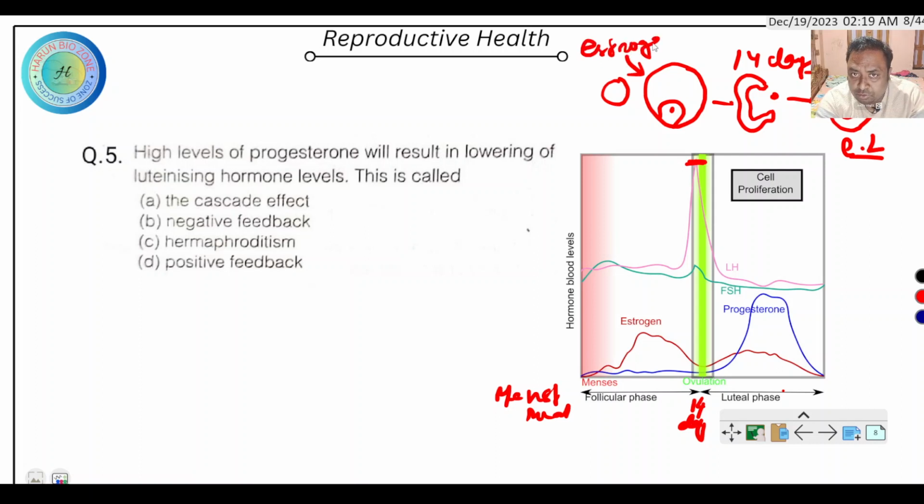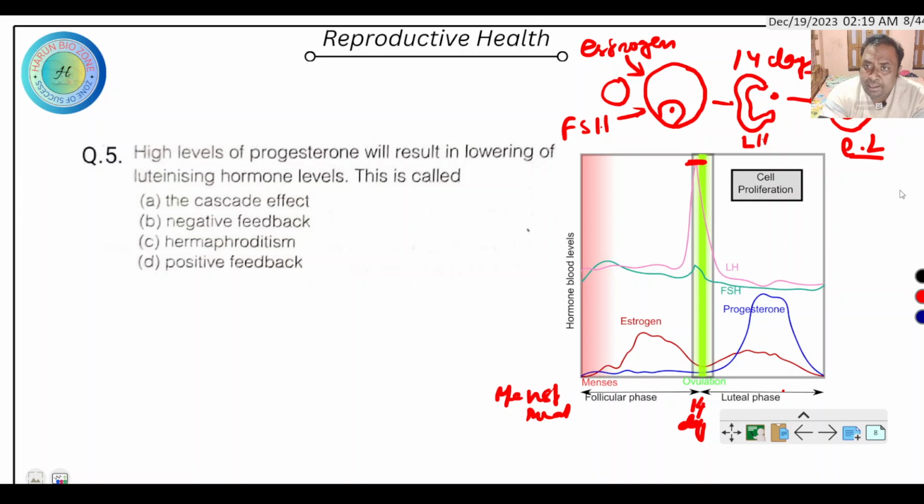Graafian follicle produces estrogen, and the Graafian follicle is produced by follicle stimulating hormone. Here, at the egg cell stage or ovulation stage, luteinizing hormone helps it. But the corpus luteum produces progesterone hormone.